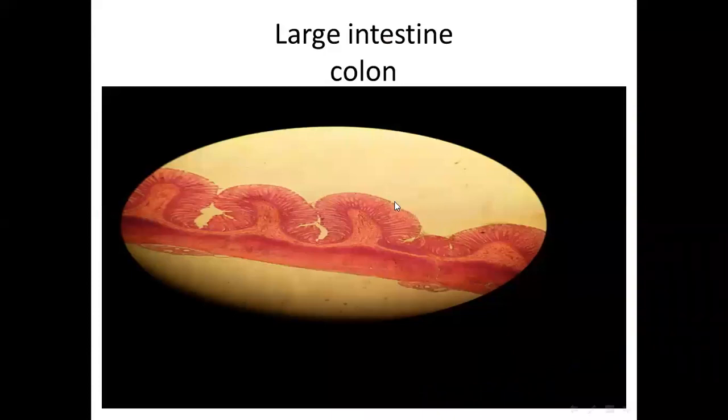At this slide, we start with the large intestine at the colon. Okay, this is the slide of the colon. When we start with the large intestine, we do not see the villi. There is an absence of villi, but it is highly characterized by, or rich in, crypts of Lieberkühn.